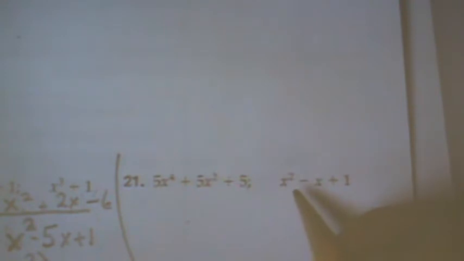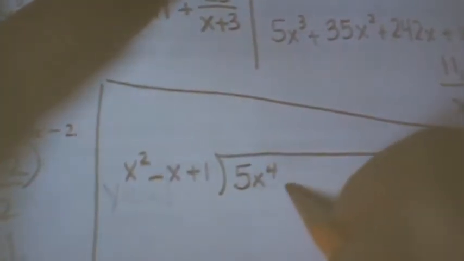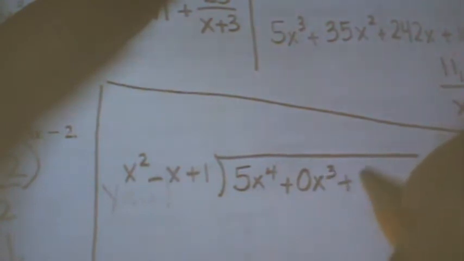This one needs some room. X squared minus x plus 1 is your divisor. I'm going to erase, I'm going to write this one up here. Looks like I have more room here. Okay, right there. So your divisor is x squared minus x plus 1. And then we have 5x to the 4th, and I'm going to put 0x cubed, 5x squared, 0x plus 5.